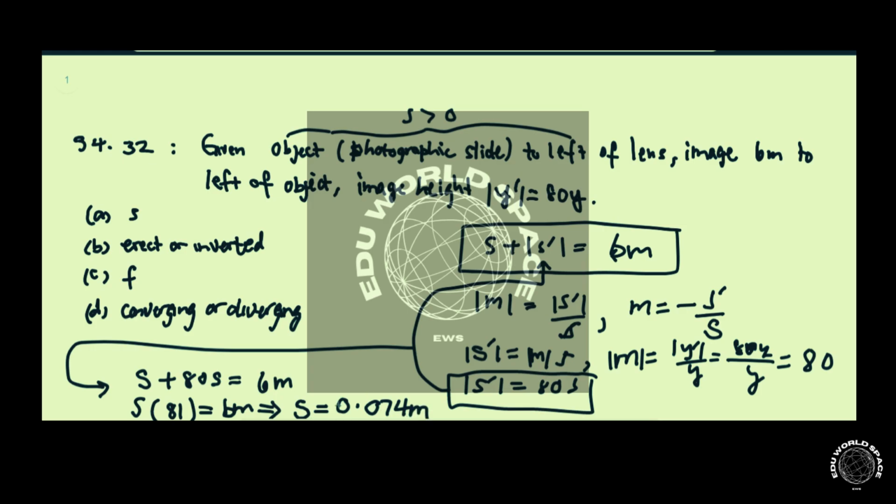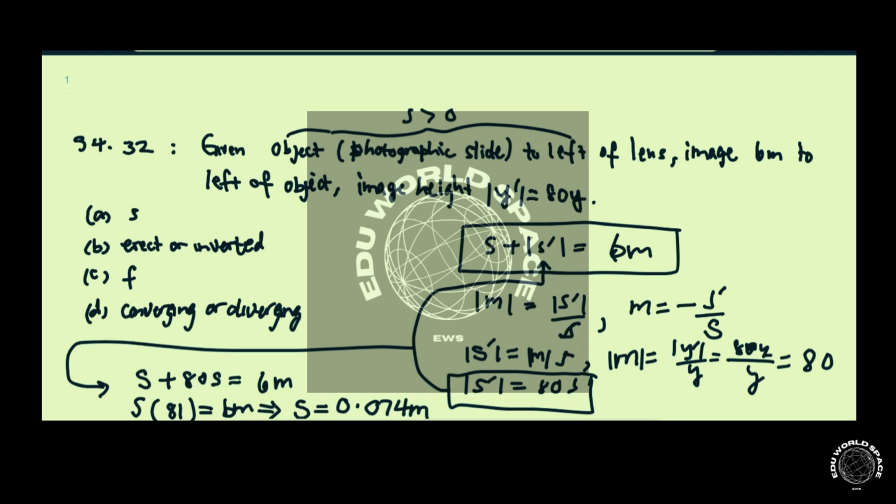And right away I could see that if I take away the absolute value, that S plus S primed is a positive number. It's 6 meters, so S prime itself has to be positive in order to give me, if S is 0.074, that 6 meters. So we'll solve part A.